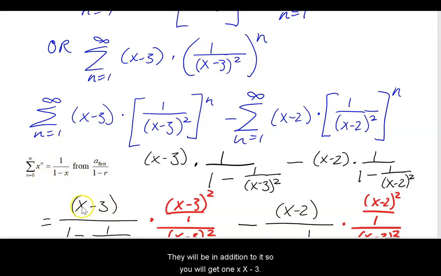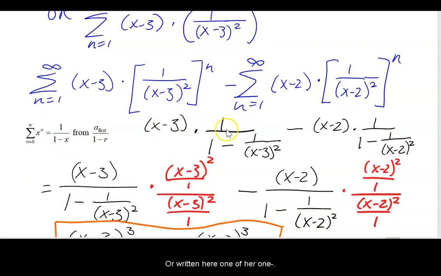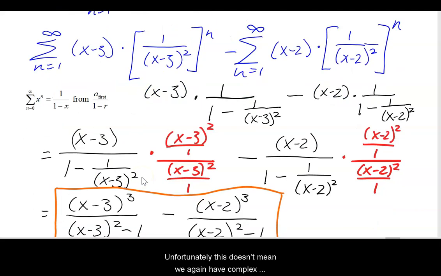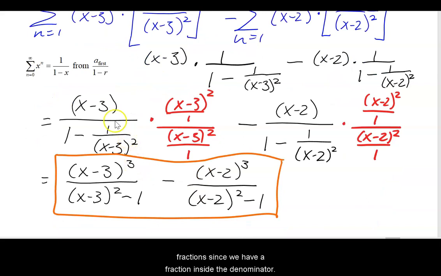They will be in addition to it, so you will get 1 times the x minus 3, or written here, 1 over 1 minus the base, then multiplied by those binomial factors. This will move the binomial factors to the numerator. Unfortunately, this does mean we again have complex fractions, since we have a fraction inside the denominator. That means we need to multiply by a unit fraction to eliminate the complex part of the fraction. This leads us finally to the following rational expression for the original power series.